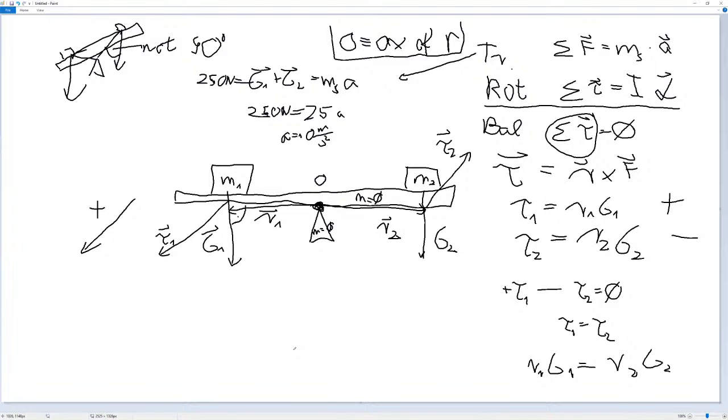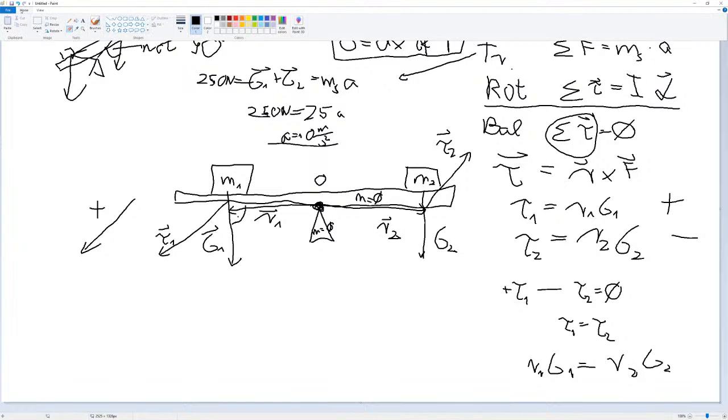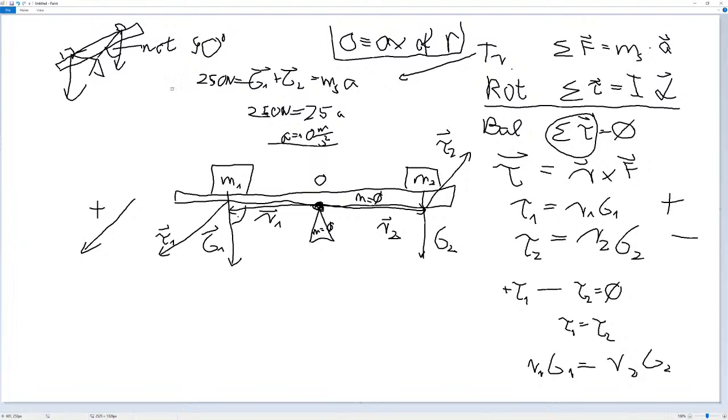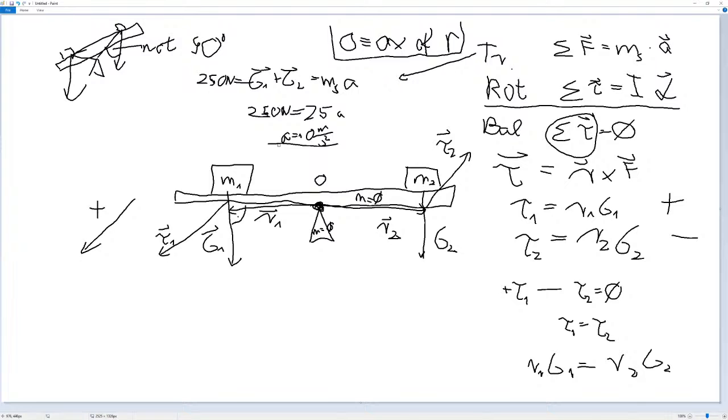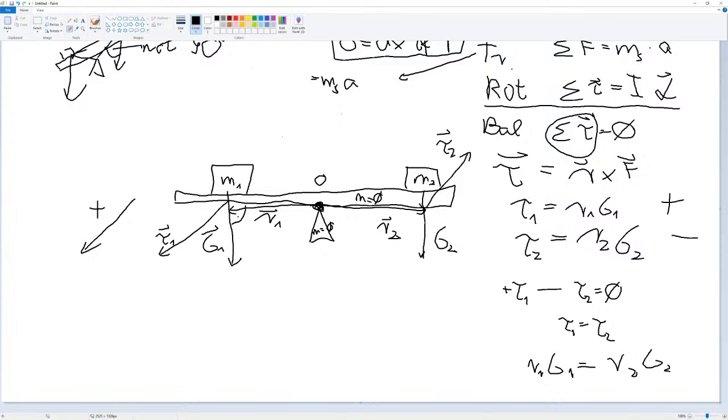But if you go to a playground, why don't you see the seesaw falling into the earth? What other forces are there? So this is a must. If we only look at G1 and G2, it should move like this. It means we haven't found all of the forces for this example.